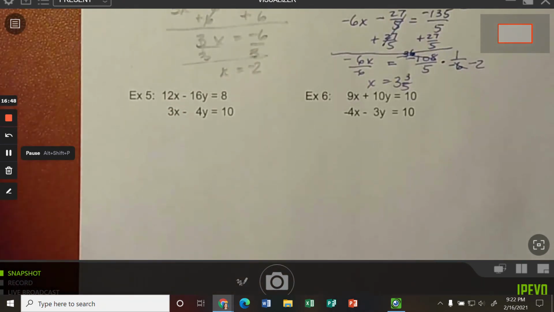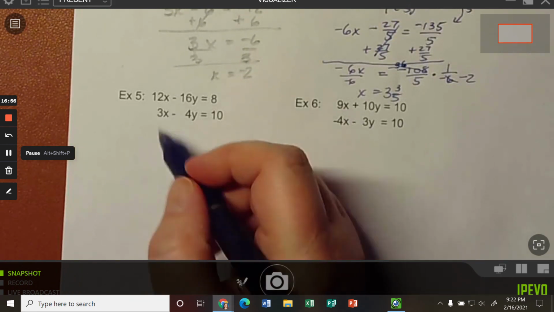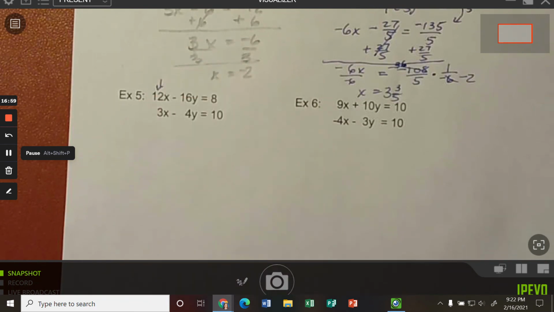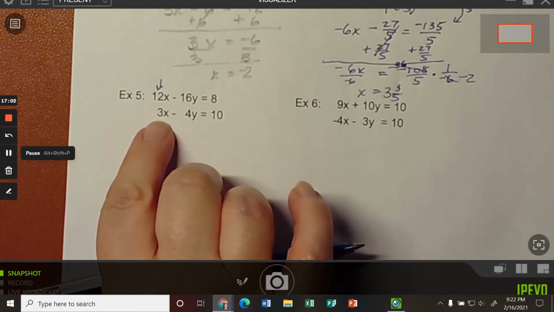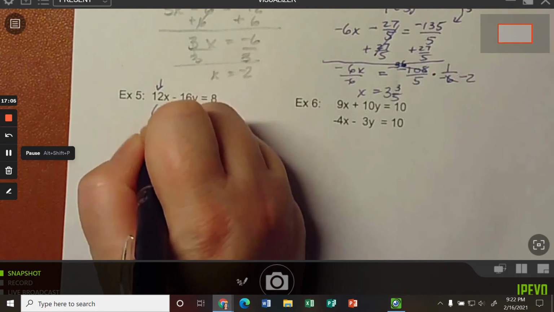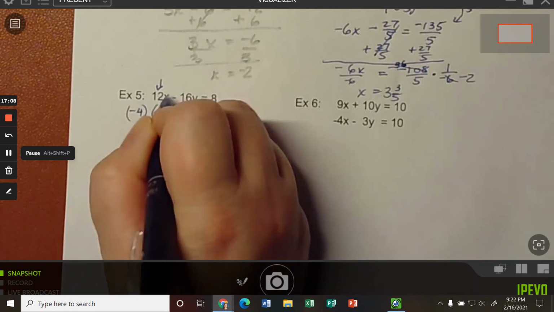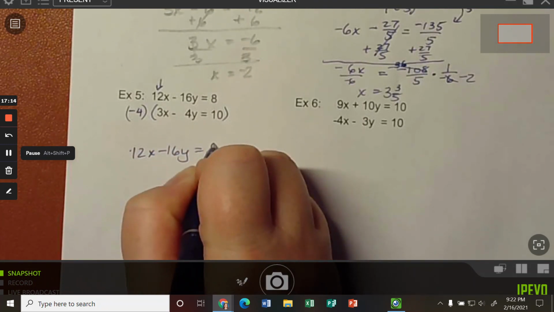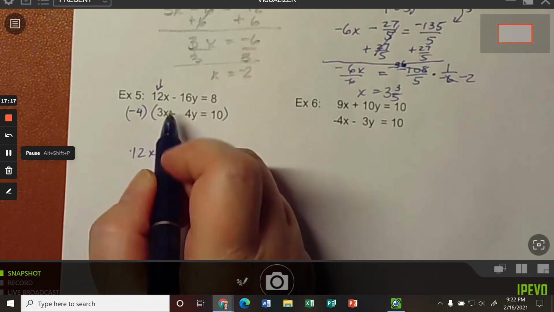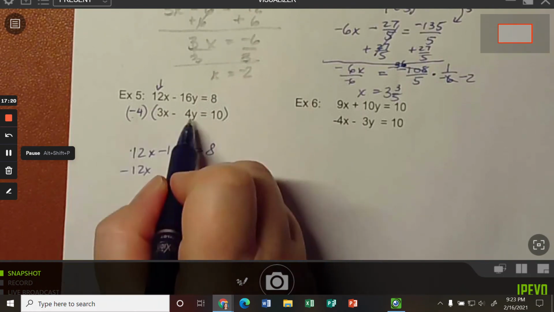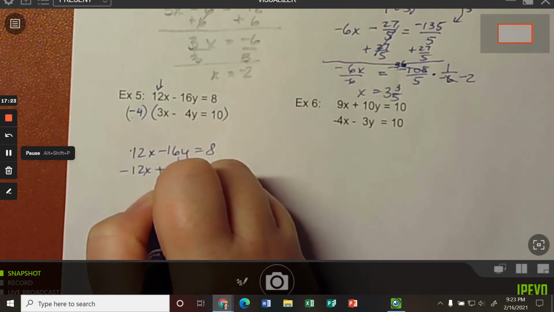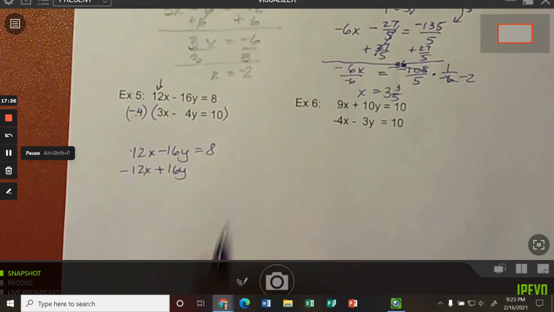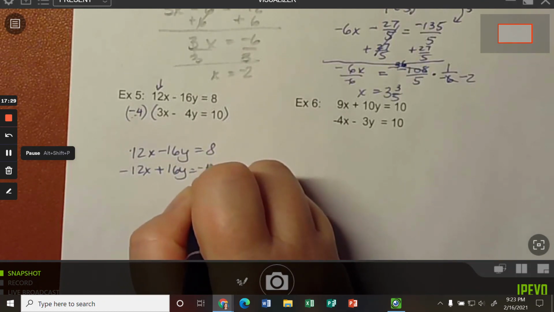12x minus 16y equals 8, and 3x minus 4y equals 10. So I'll probably want to cancel out the x's. So this is a positive 12x. I want to make this into a negative 12x, so I'll multiply this bottom equation by -4. So the top one, I'm just going to bring it down. 12x minus 16y equals 8. We don't need to do anything with that one. -4 times positive 3x is negative 12x. -4 times -4y is plus 16y. -4 times positive 10 is negative 40.